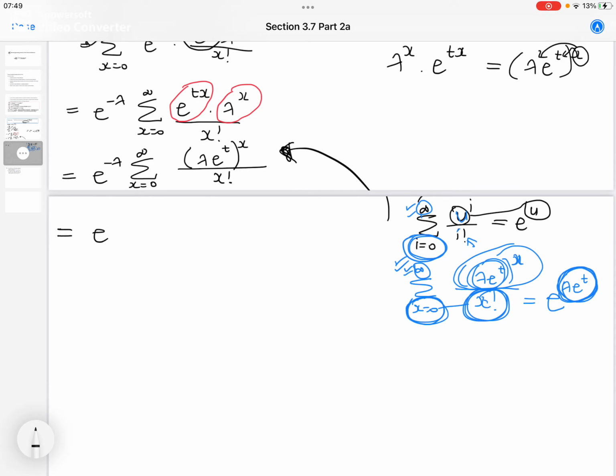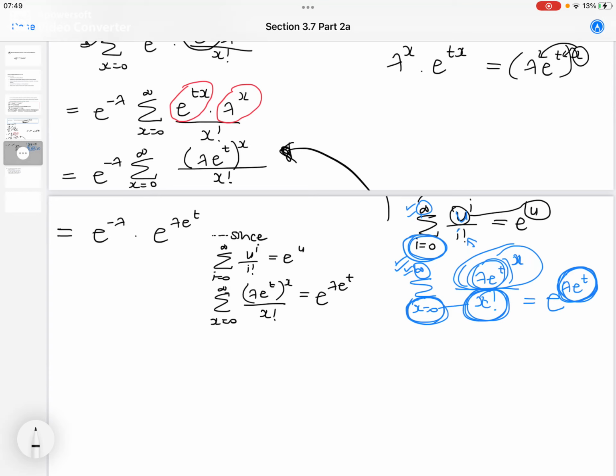And so we will say that this is equal to e to the power minus lambda times e to the power lambda e to the power t, since the sum of i equal to 0 to infinity of u to the power i divided by i factorial is equal to e to the power u. In our case, we had the sum of x going from 0 to infinity of lambda times e to the power t, all to the power x, divided by x factorial, that is equal to e to the power lambda e to the power t.